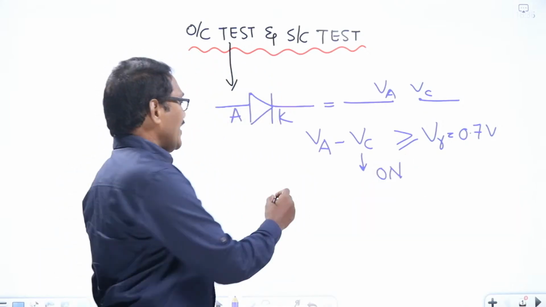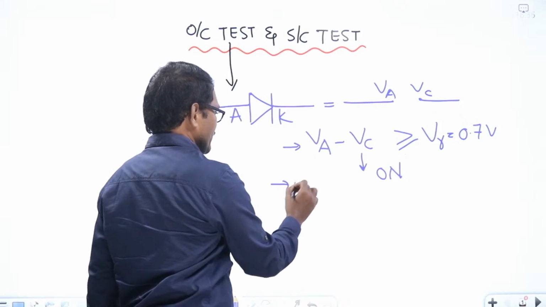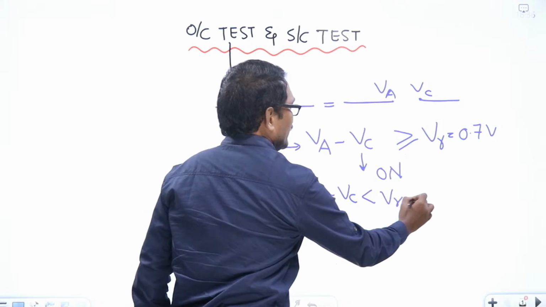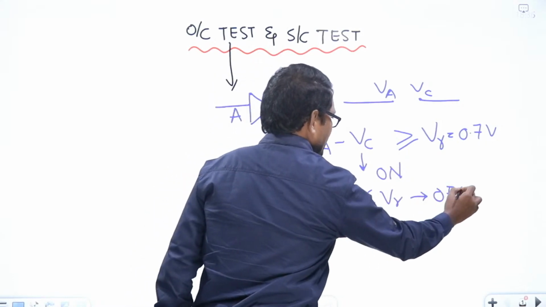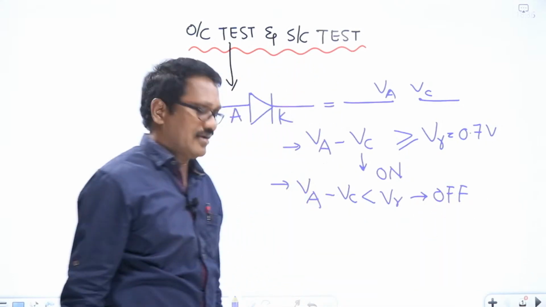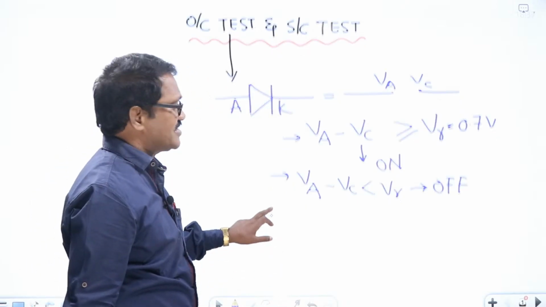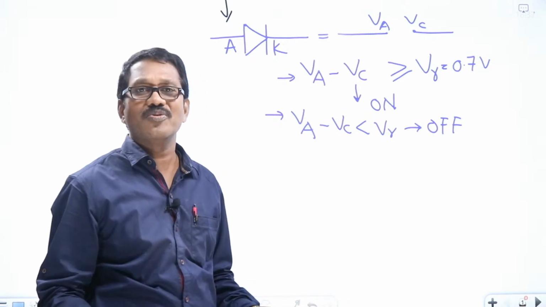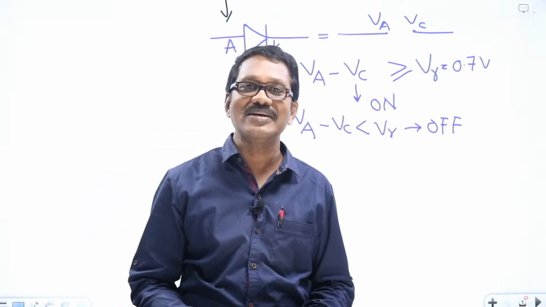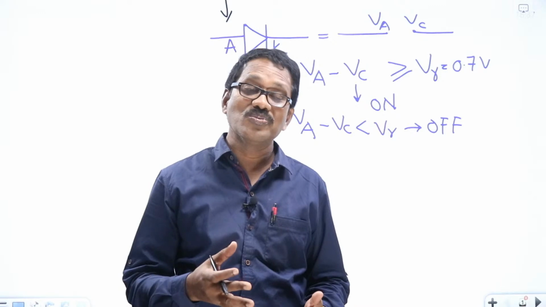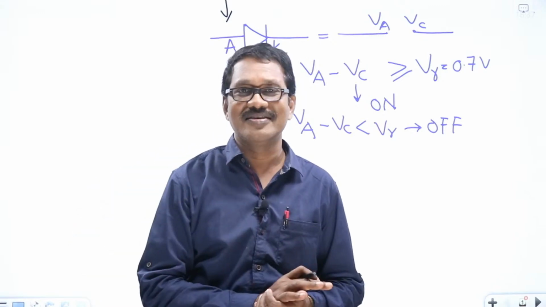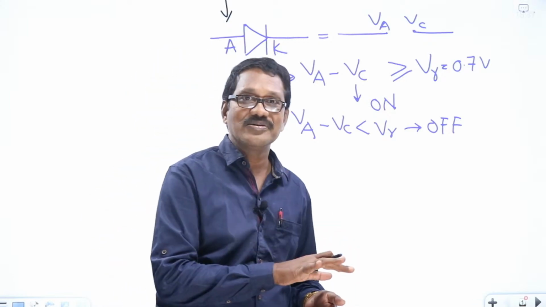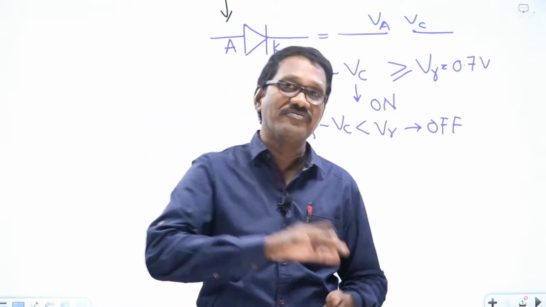On the other hand, if VA minus VC is less than V gamma, then the diode is in off state. If the circuit consists of more than one diode, then what happens? The diode which is more heavily forward biased, that means whose VA minus VC is greater than that of the other diodes, will become on first.